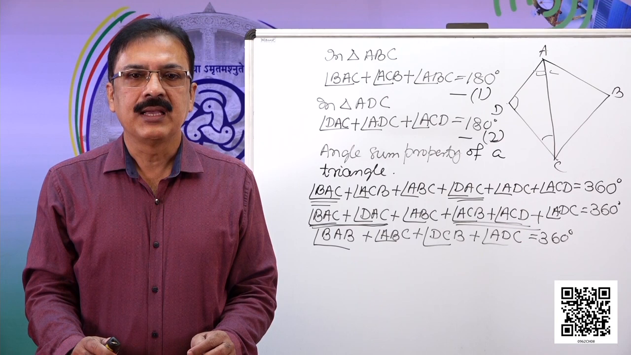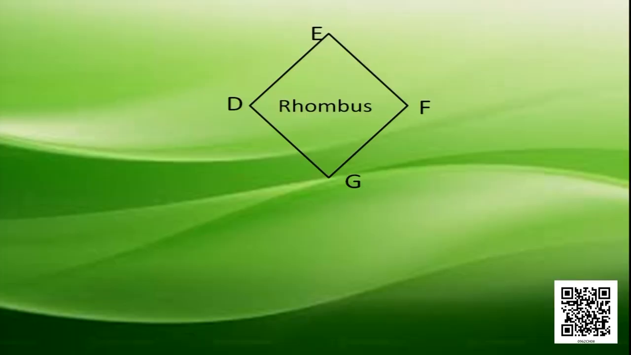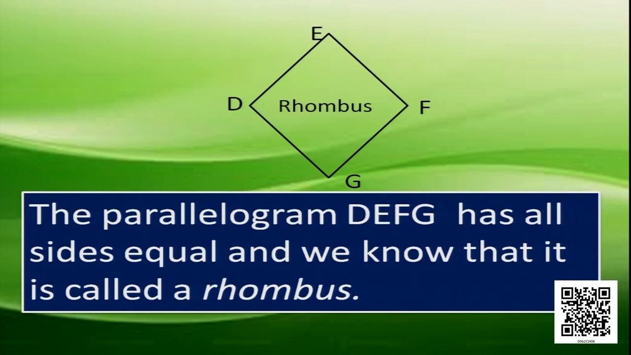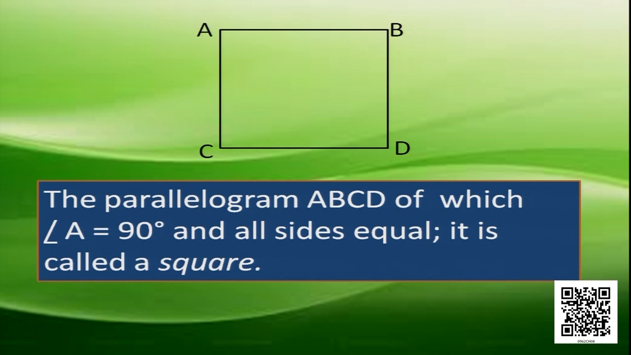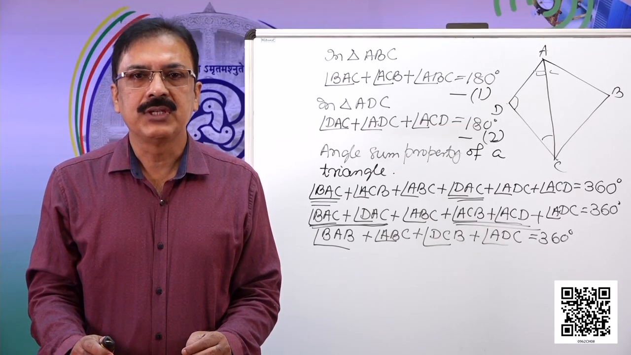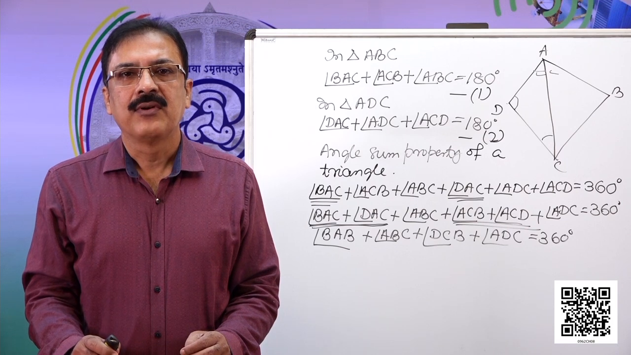Now, we can see this type of figure. This is called a rhombus. Why is this called a rhombus? The parallelogram DFG has all sides equal. And we know that if the sides are equal, then it is called a rhombus. Now, here is a figure in which all the sides are equal, so we can say this is a rhombus, but it is something different from that. What is the difference? Here the parallelogram ABCD, of which angle A is equal to 90 degree and all sides are equal, is called a square. So these are all about the different types of quadrilaterals.